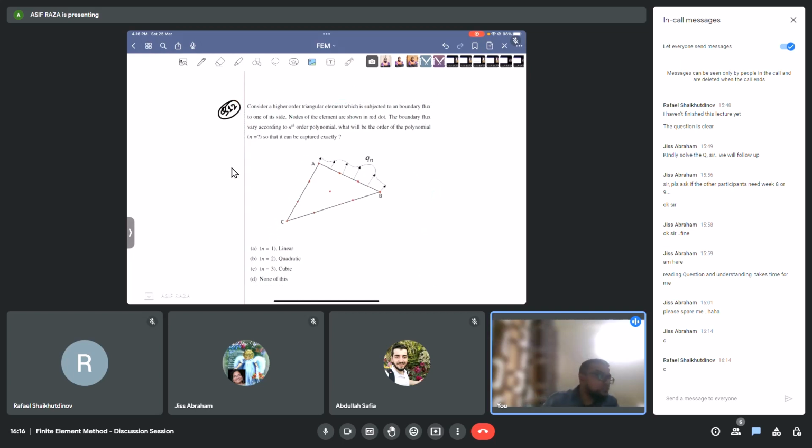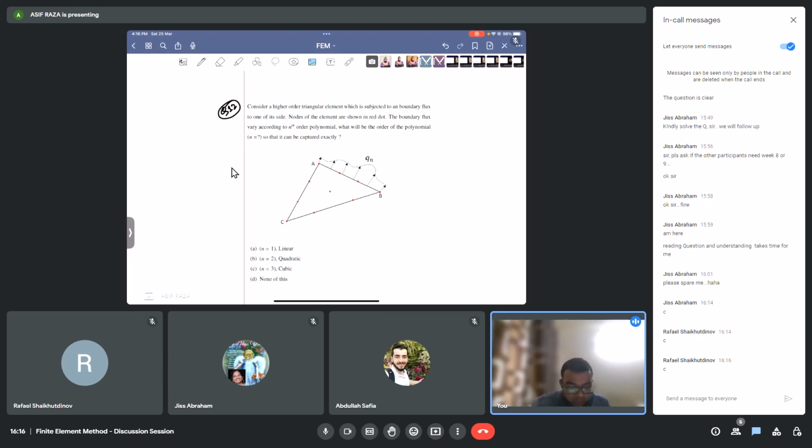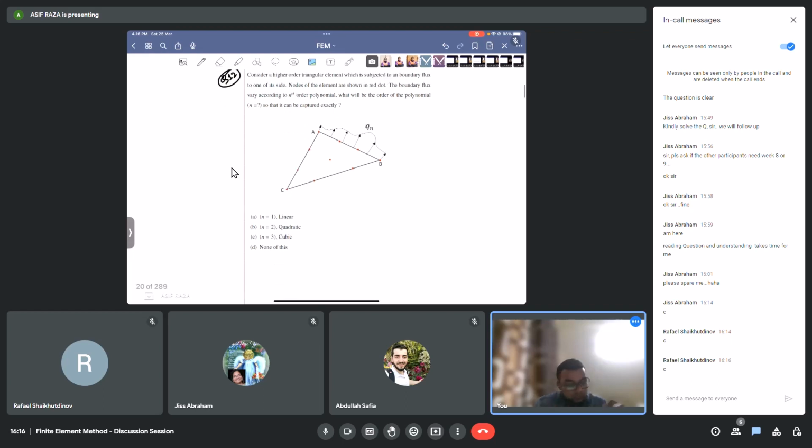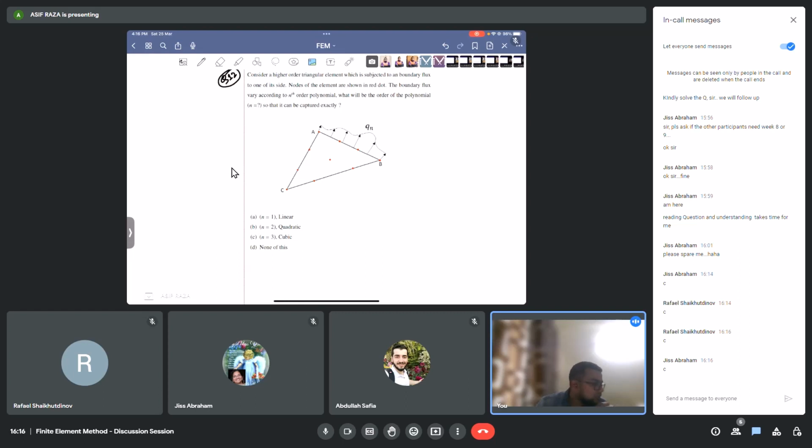So question number 2. Consider a higher order triangular element which is subjected to a boundary flux on one of its sides. Nodes of the element are shown in red dots. The boundary flux varies according to a ninth order polynomial. What will be the order of the polynomial n so that it can be captured exactly? The options are 1, 2, 3, and 4. Option D is none of these. Both Rafael and Jess have said option C.